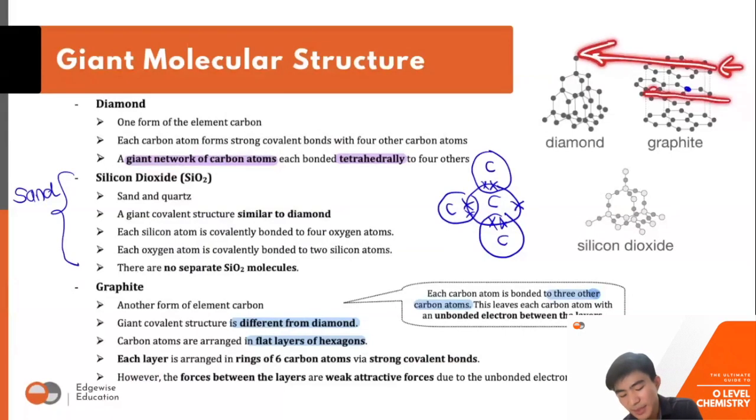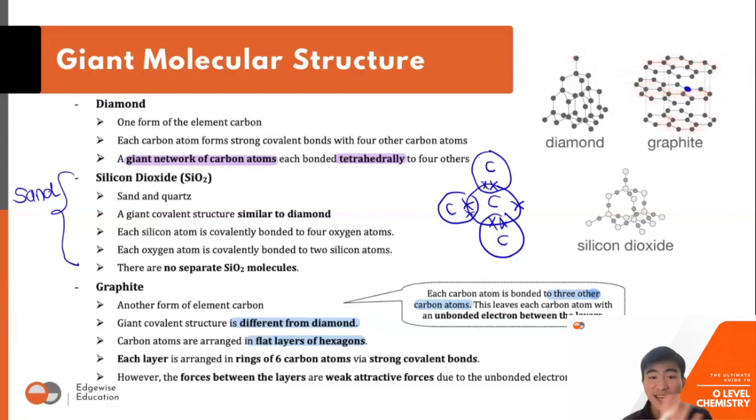The second layer will go maybe a little bit. The third layer doesn't even move, right? I push the force on top. This one is going to go there, this one is going to go here maybe, and this one goes here only, right? So they can slide over one another. Now, weak attractive forces due to unbonded electrons. Now, what is so special about graphite?